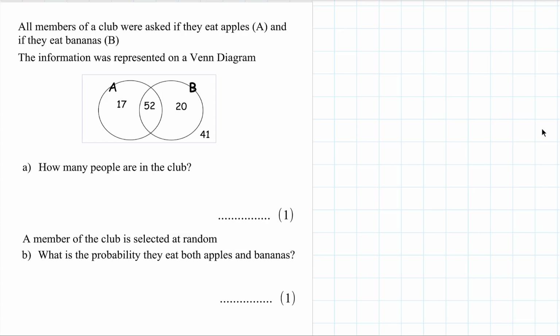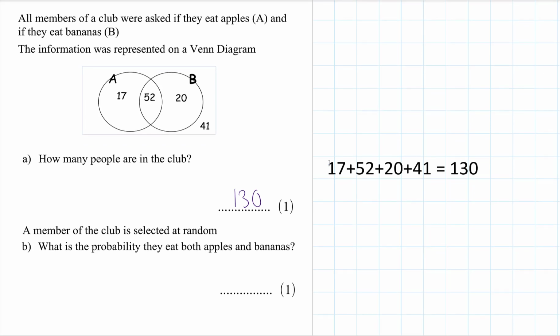So to work out the total numbers, we are adding all of these numbers together. So 17 plus 52 plus 20 plus 41, 130. So there are 130 members in the club.